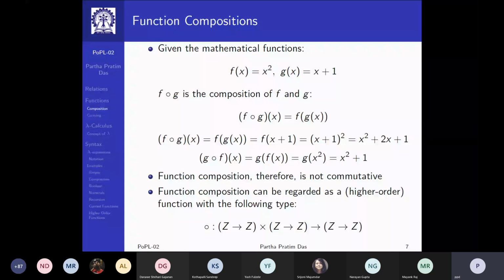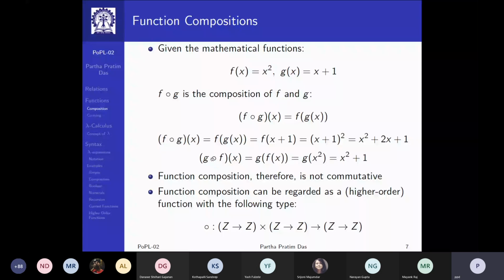So what the composition takes is a doublet fg. So naturally it is an element of the cross product of all functions from Z to Z with all functions from Z to Z, and that doublet maps to a function which is from Z to Z. So as we see, when f comes from the first component and g comes from the second component, the result of the composition f composition g is actually x plus 1 whole squared. Right. So this is the new function which takes x and gives you x plus 1 whole squared.